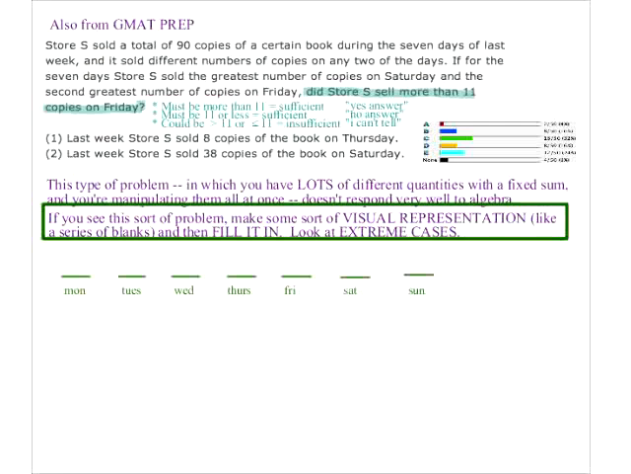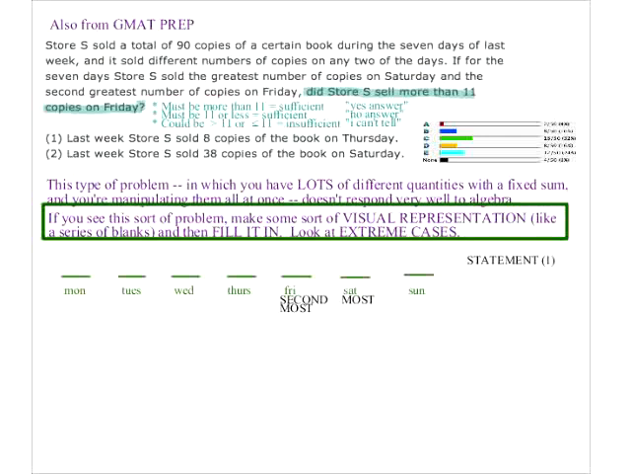So here are some blanks. Number one, here's the story. Store S sold 8 copies of the book on Thursday. Also notice that Saturday was the most, and Friday was the second most. We should definitely keep track of all that. Someone typed in the text box; go ahead and tell me what you're talking about, because I don't know. All right, here's what we're doing. Total of 90. Let's look at statement 1 first.